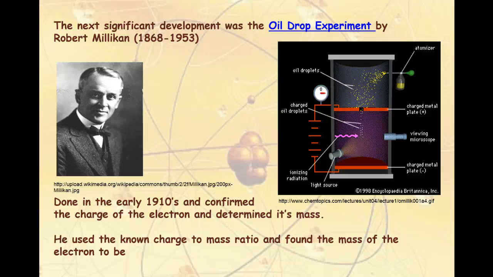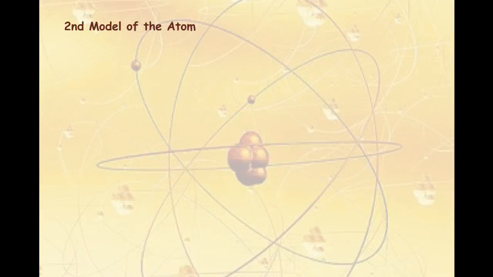He used the known charge to mass ratio and found the mass of the electron to be 9.1 times 10 to the minus 28. That is so small, or roughly 1/2000th the mass of a hydrogen atom. So like 2,000 times smaller than the mass of a hydrogen atom. That is very, very significantly smaller. So that's why we say the mass of the electron is negligible.